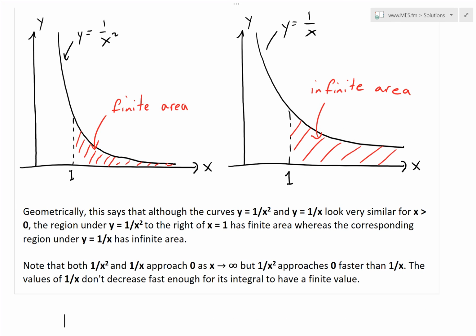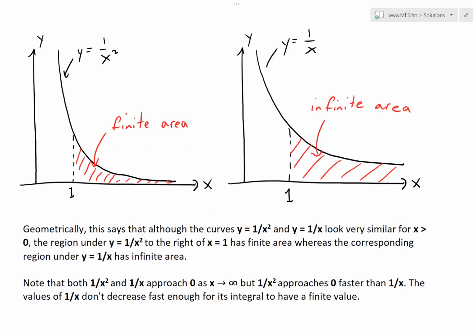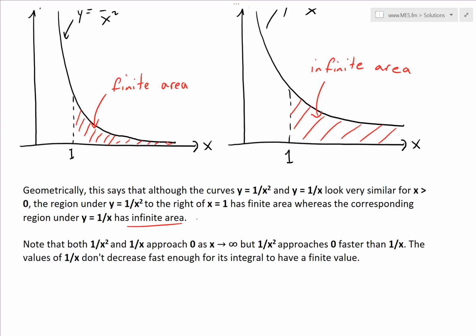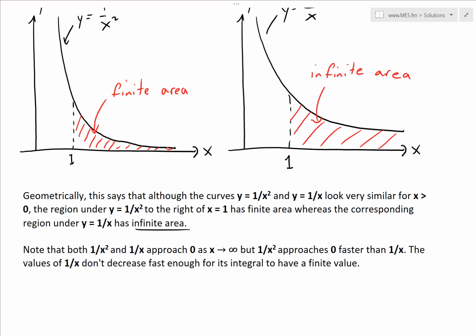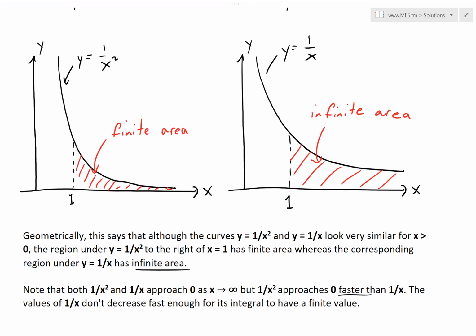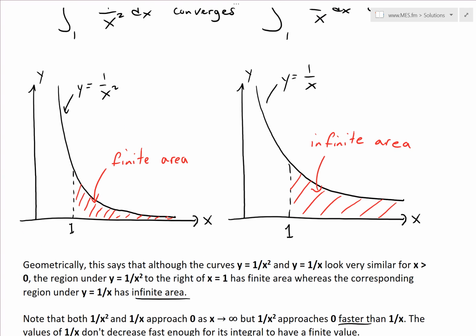Geometrically, as I just drew it out, although the curves y equals 1 over x squared and 1 over x look very similar for x greater than 0, the region under y equals 1 over x squared, to the right of x equals 1, has finite area, whereas the other one has infinite area. Note that both curves approach 0 as x goes to infinity, but 1 over x squared approaches 0 faster than the curve for 1 over x, and the values of 1 over x don't decrease fast enough for the integral to have a finite value. So it keeps going on and on.